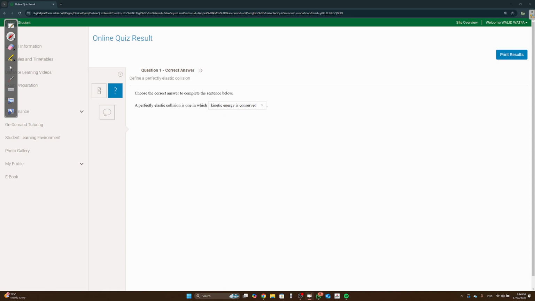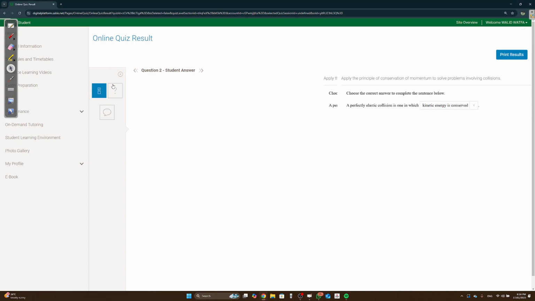A perfectly elastic collision is one, and what is conserved? In both of them, momentum is conserved. But in elastic, what's conserved also? Kinetic energy. I just said this now.